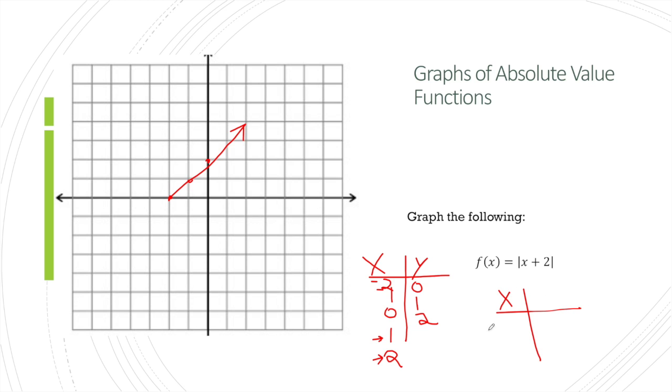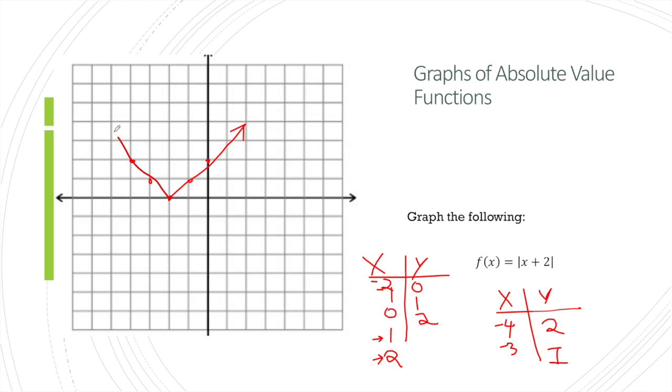What if I have when x is -4 and -3? So if x is -4, -4 plus 2 is going to give me a -2. Absolute value of that is 2. If I plug in a -3, -3 plus 2 is going to give me -1, which will give me a +1.